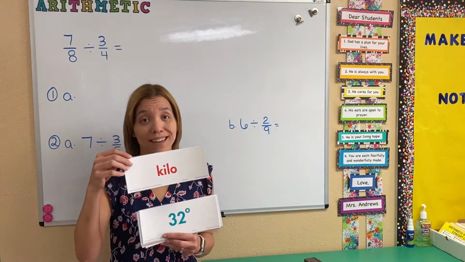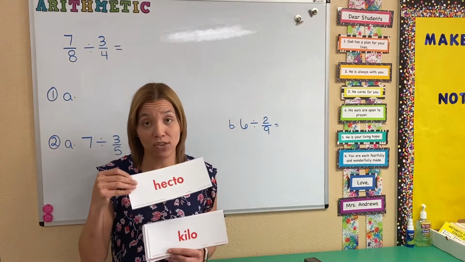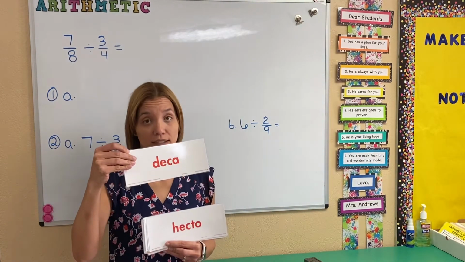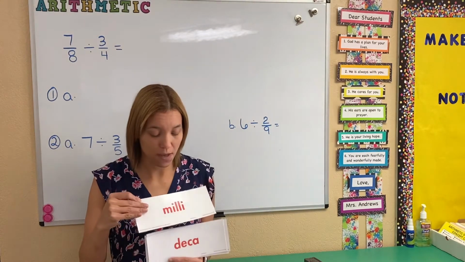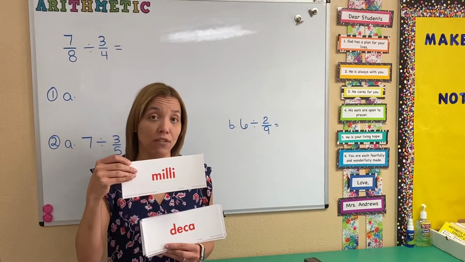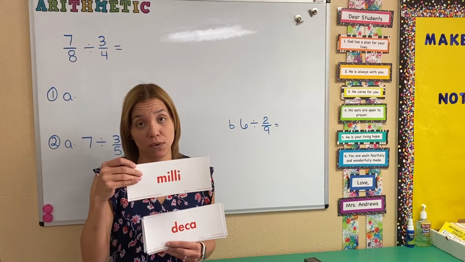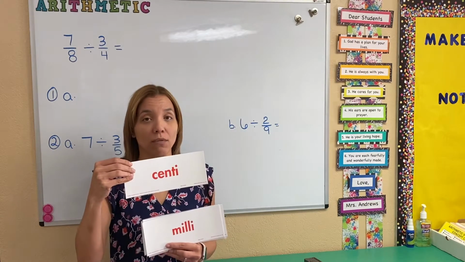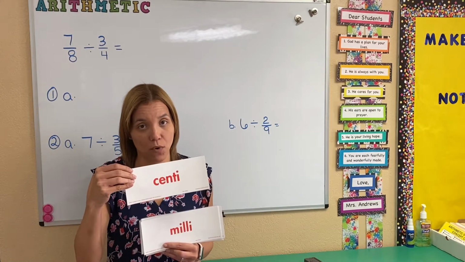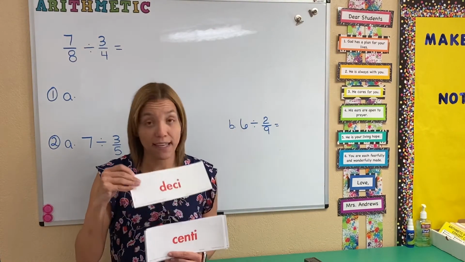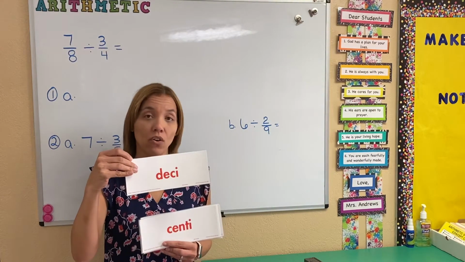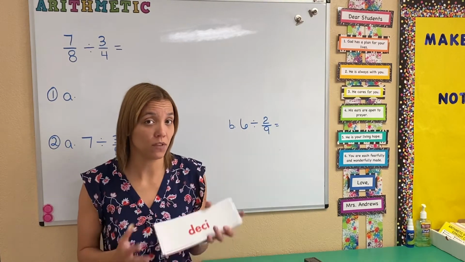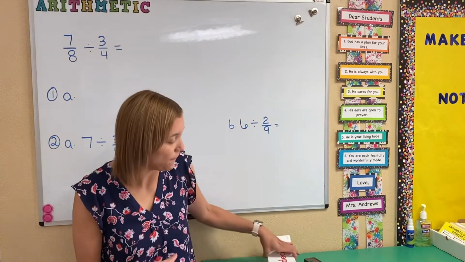Kilo means 1,000. Hecto, 100. Deca, 10. Milli, 1/1000 or 0.001. Centi, 1/100 or 0.01. Deci, 1/10 or 0.1. Okay, this was our little review of the concept cards for today.